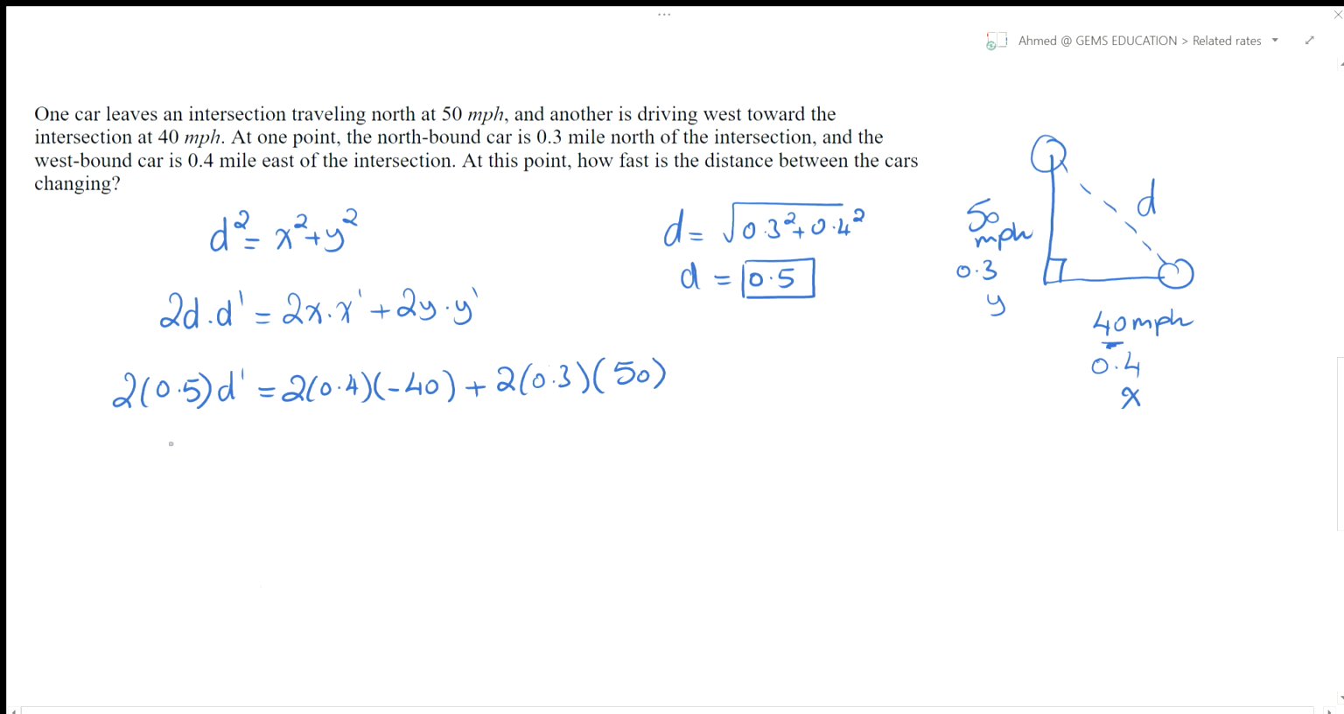2 multiplied by 0.5 is just 1, so I'll have d prime left, and it's equal to, once you multiply all of these by each other and add them on your calculator, you'll get the answer as negative 2. So basically, this is 2 miles per hour, and that's the rate of change of the distance between the two cars, 2 miles per hour. That's it.